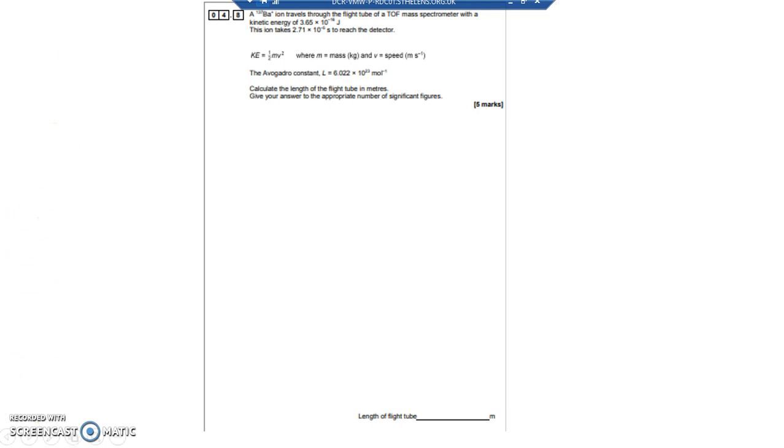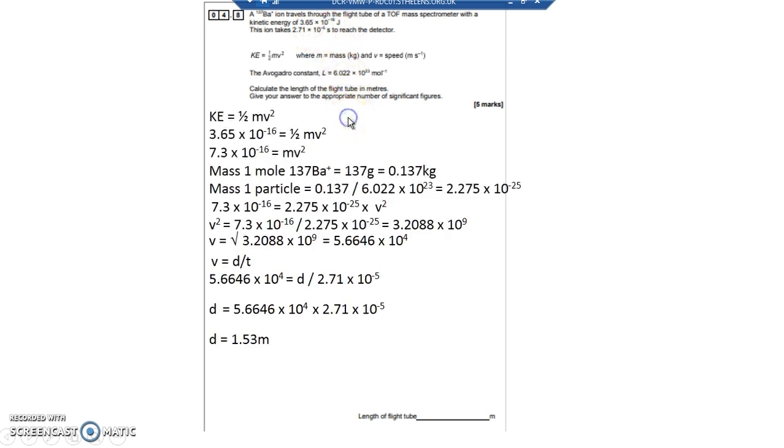We're given the kinetic energy: 3.65 times 10 to the minus 16 equals half m. M is the mass of a particle. Well, 137 for barium is the mass of 1 mole. If I divide the 137 by Avogadro's constant, I'll find out the mass of one particle. That'll be in grams, so I'll have to get into kilograms by dividing by 1,000, because m is the mass of one particle in kilograms. Then that'll give me v squared. I can square root it and find out v, and from that I can work out the length of the detector. So let's have a look then.